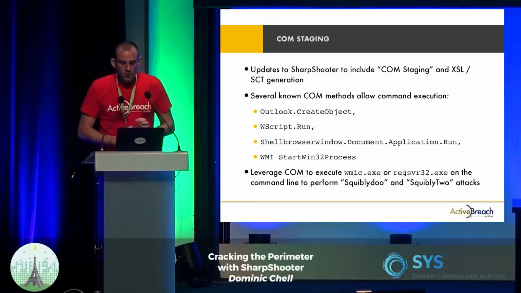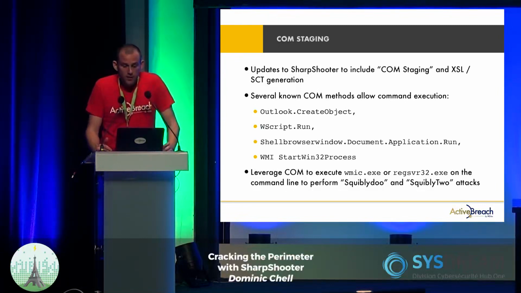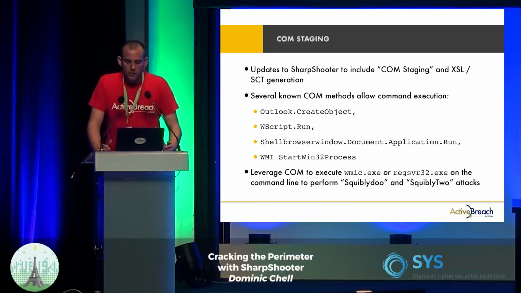With this in mind, I started to incorporate some updates into SharpShooter that used the various Squiblydoo attacks. So not just Squiblytwo, but also the original Squiblydoo attack, which uses the regsvr32 binary with an SCT file. To do this, I coined the phrase COM staging. Essentially, there are several known COM methods that allow you to run an execution cradle on Windows, and that are accessible to anything that can access COM, something like the Windows Script Host.